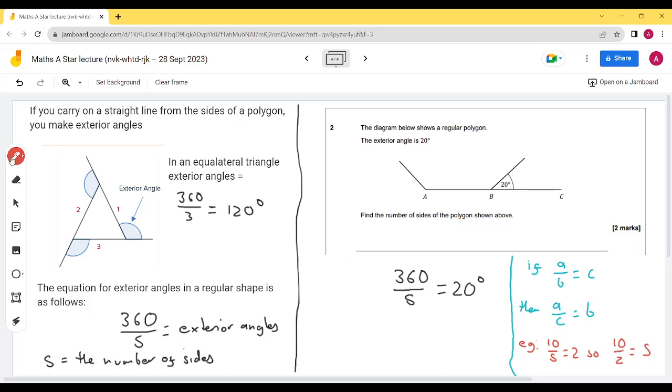And so it means if you've ever got a situation like this, if 360 divided by S equals 20, well then we can do a switch here because we know, so 360 divided by 20 equals S. And this is just the same as doing 36 divided by 2. Remember, you can simplify with division, knock off the zeros. And so equals 18 sides as our final answer.